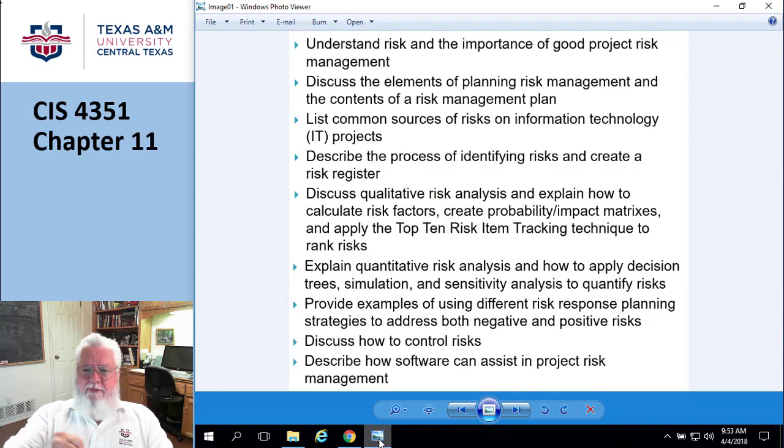Understand risk and the importance of good project risk management. Discuss the elements of planning. List common sources of risk. Describe the process of identifying and creating a risk register. Discuss the qualitative analysis. Explain quantitative risk analysis. Provide examples of using different types of risk responses, how to control risk, and how software can assist.